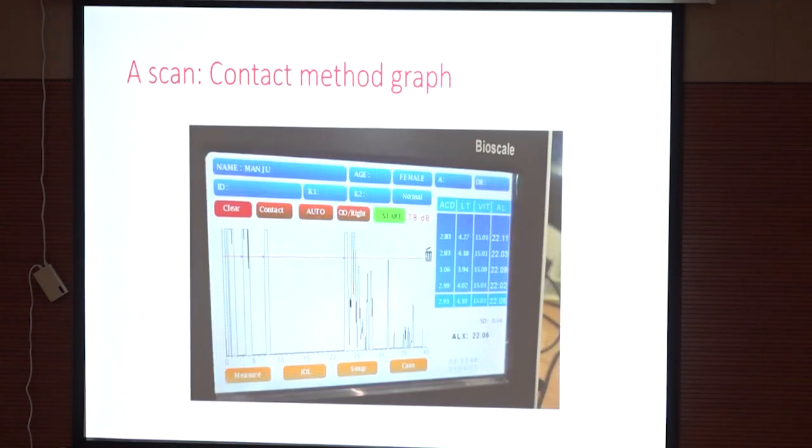So how do we interpret the contact method or A-scan graph? The data can be entered into the system. We can enter the keratometry values over here, K1 and K2. As you can see here, the first spike is because of the cornea. The second one is because of the anterior lens surface.